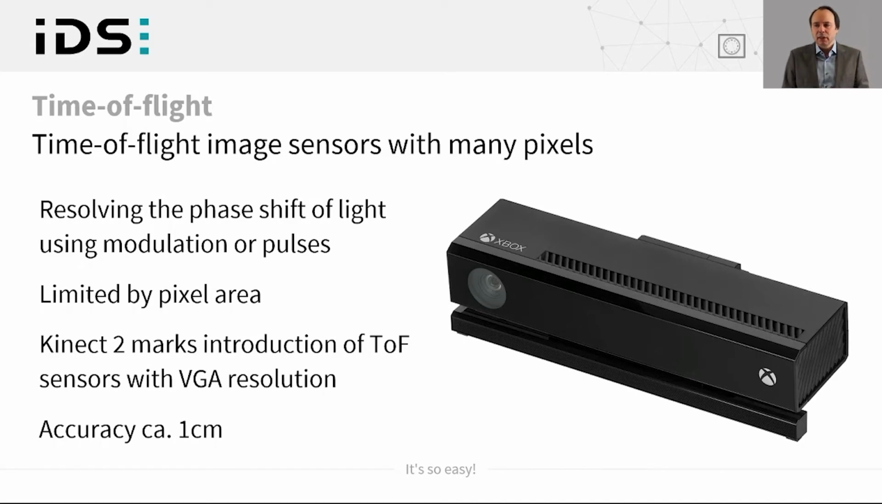These are physical technology tricks that are used to get a 2D imaging sensor for time of flight. But of course, still the pixel area is very important for the resolution in 3D. That means currently, it's not possible to build very high resolution 2D time of flight imaging sensors. In this case, the Kinect 2 marks the introduction of a VGA resolution in that field. So this is relatively low when you compare to current 2D cameras.